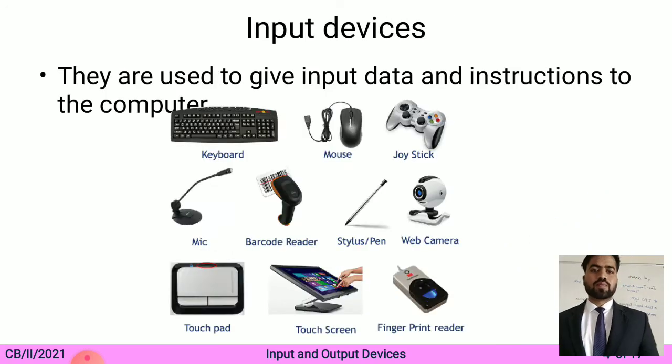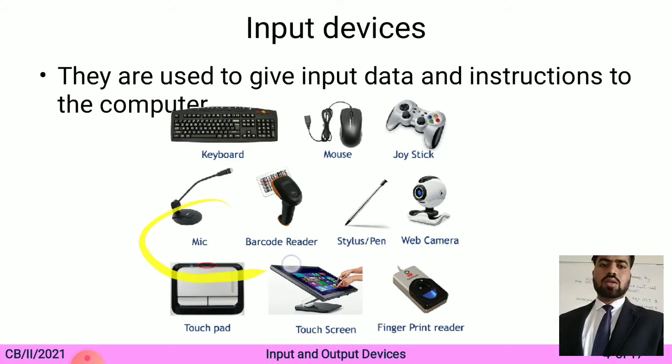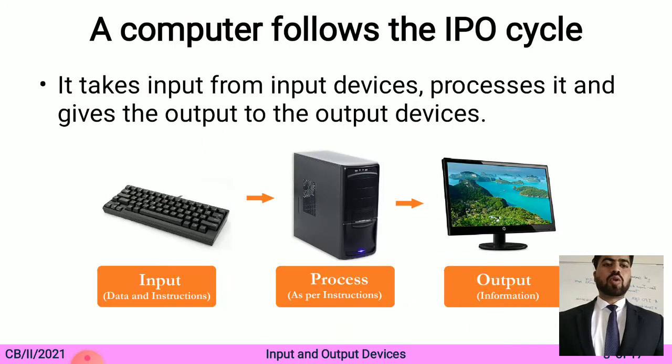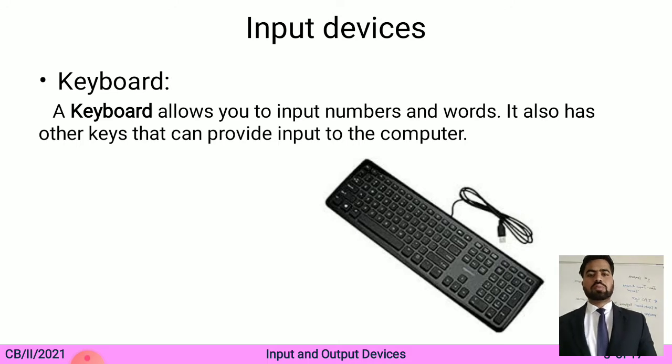Next point, input devices. They are used to give input data and instructions to the computer. There are a number of input devices you can see on the screen: keyboard, mouse, joystick, mic, barcode reader, stylus pen, web camera, touchpad, touch screen and fingerprint reader. With the help of these parts you can input your information into your computer.